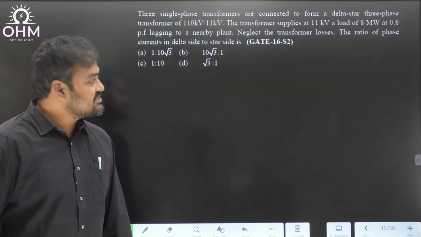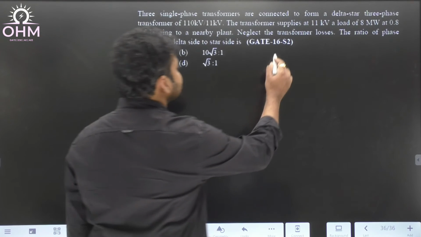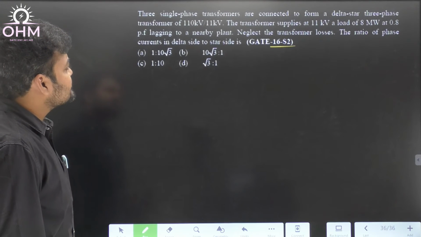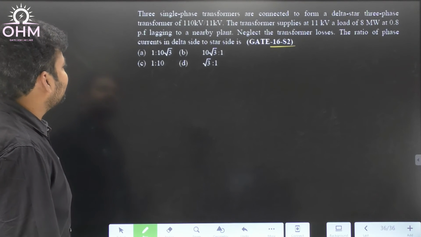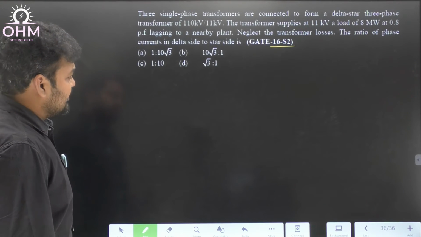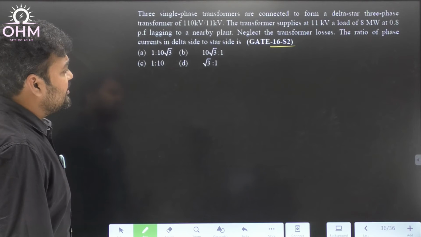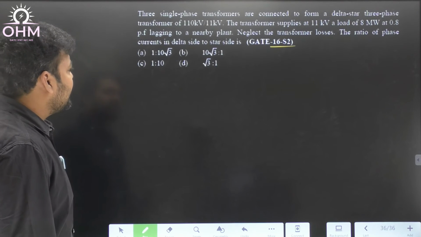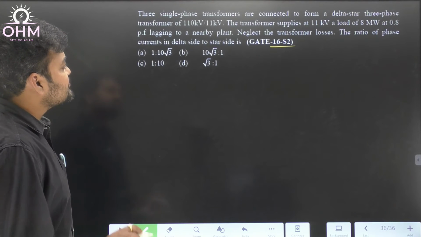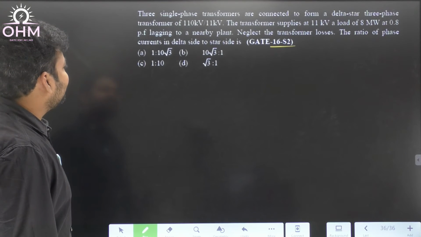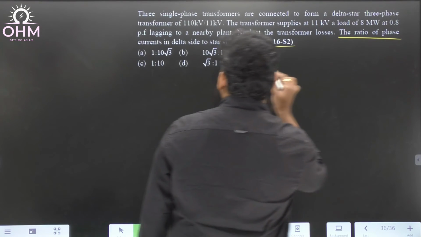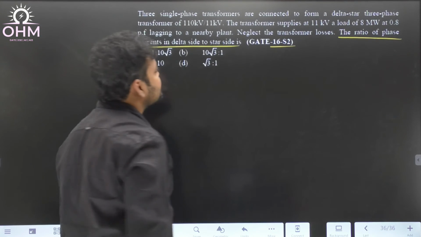All right, let's see one more question. This is a question in the GATE 2016 paper. Let's read the problem. Three single phase transformers are connected to form a delta star three phase transformer of 110 kV by 11 kV. The transformer supplies at 11 kV a load of 8 megawatt at 0.8 power factor lagging to a nearby plant. Neglect the transformer losses. The ratio of phase currents in the delta side to the star side. What is the answer we need? The delta side to star side phase current ratio is required.